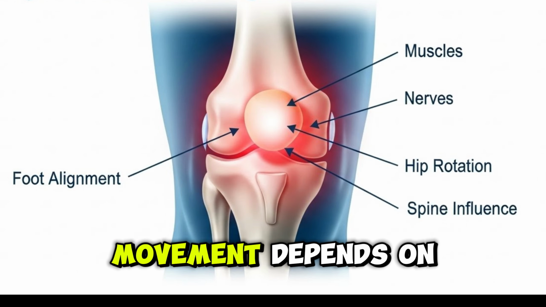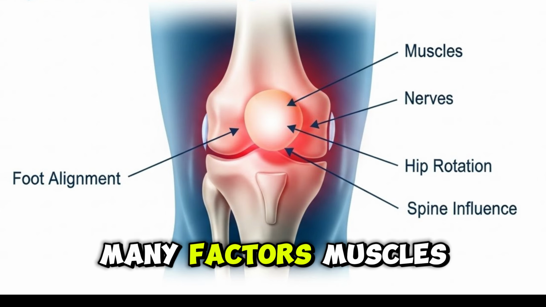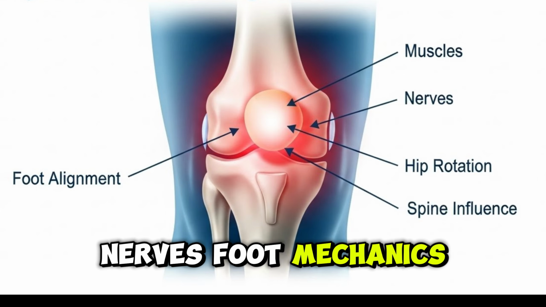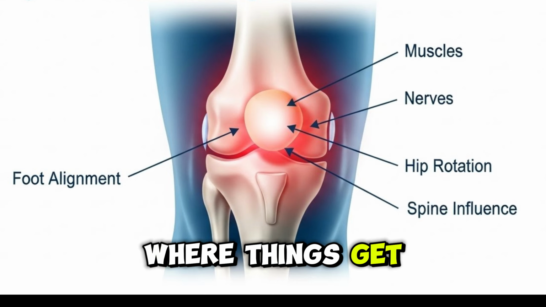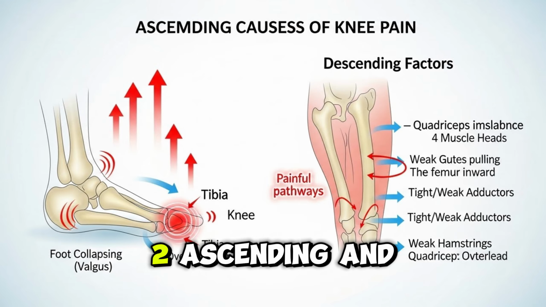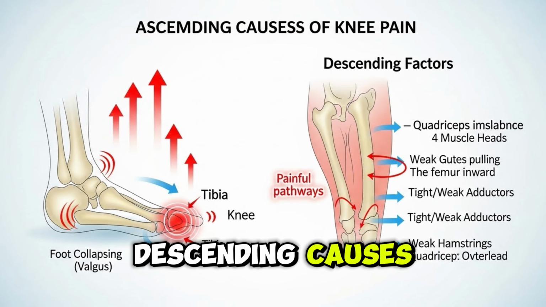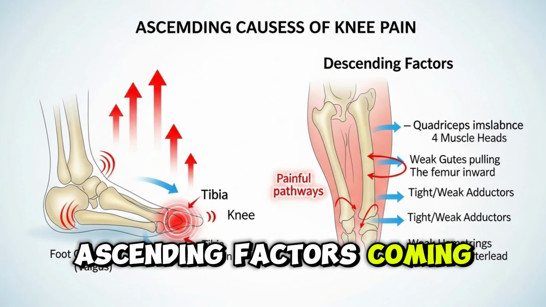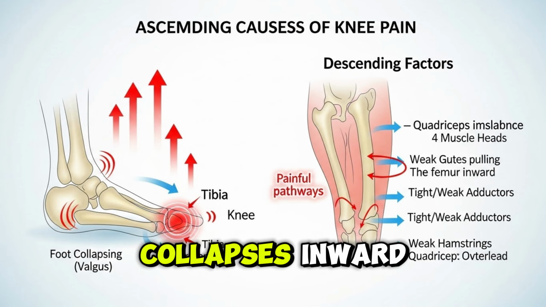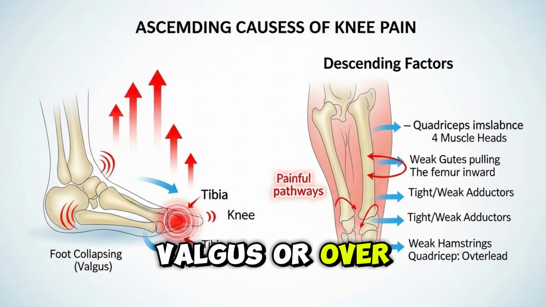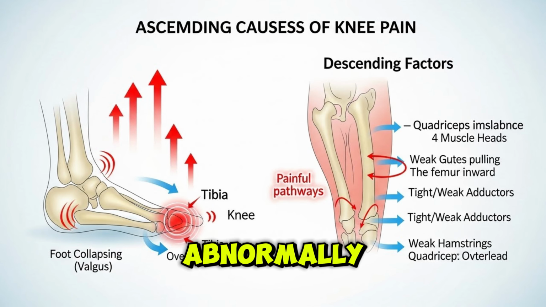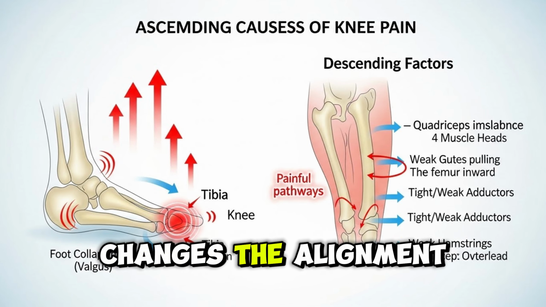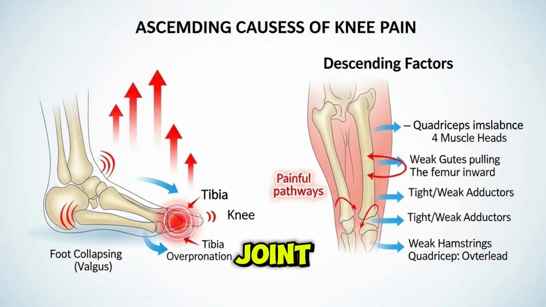But this ideal movement depends on many factors: muscles, nerves, foot mechanics, hip position, and even the spine. And this is where things get complicated. 2. Ascending and descending causes. Ascending factors, coming from the foot. If the foot collapses inward, valgus, or overpronates, or has weak stabilizing muscles, the tibia rotates abnormally. This rotation changes the alignment of the patellofemoral joint, increasing stress on the kneecap.